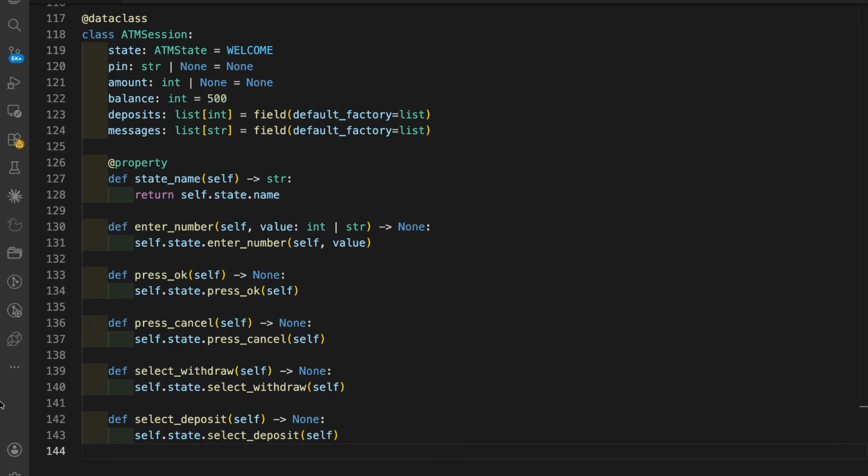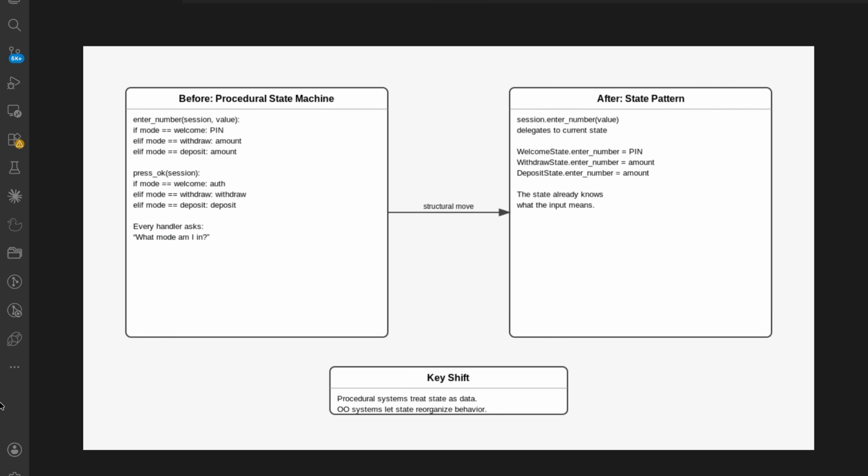Now the ATM doesn't interpret every action itself. It delegates to the current state. Now enter number still exists everywhere, but its meaning is state specific, and that's the point. Here they are side by side. On the left, the system keeps asking, what state is it in? On the right, the state knows what input means.